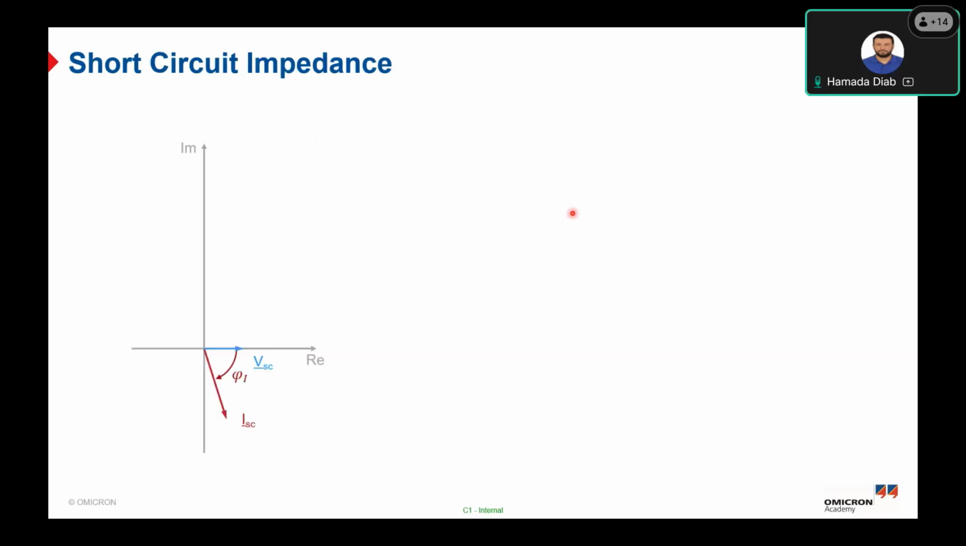Now we will talk about the short circuit impedance itself. So we have the impedance diagram and distance zones. The impedance can be visualized in the complex plane, as you can see, with real and imaginary axes, or the RX plane. And here is the short circuit current, the short circuit voltage, and the phase difference between them. The impedance of the line is ohmic inductive, which means the line characteristic is located in the first quadrant of the complex impedance plane.